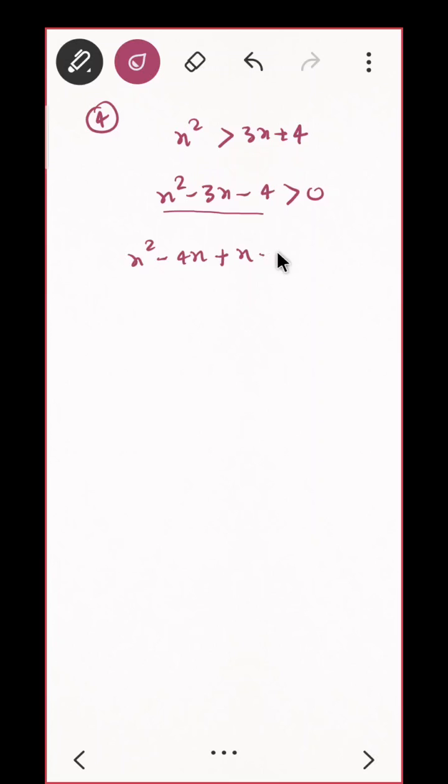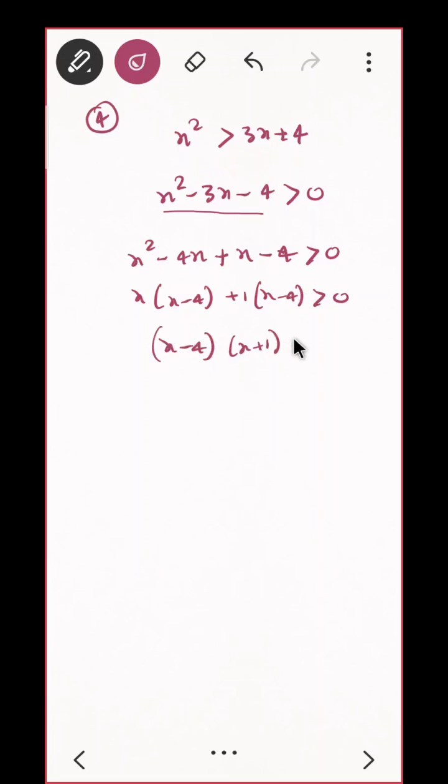Perfect, good. And this is minus 4 and that is greater than 0. If you take x outside, this is x minus 4, and if I take plus 1 outside, this is x minus 4, that is greater than 0. So you have x minus 4 into x plus 1 is positive. Okay, what can you say now? You have a product of two numbers that is positive. There are two cases, case 1 and case 2.